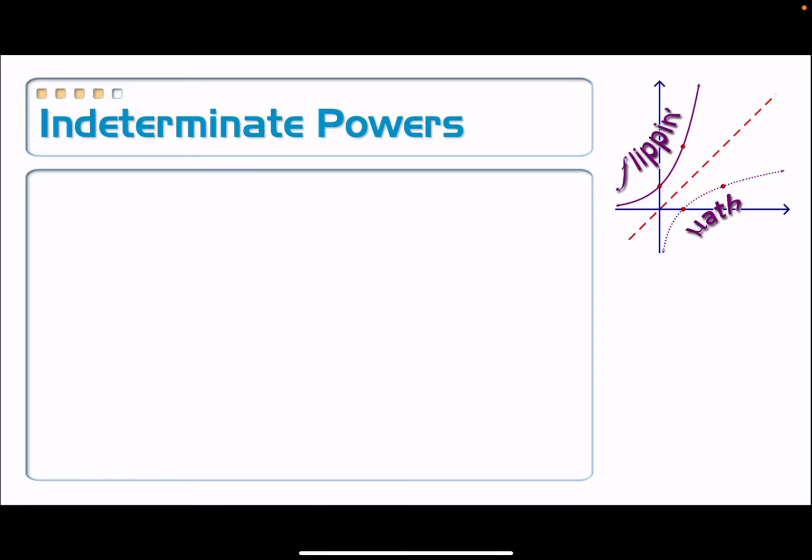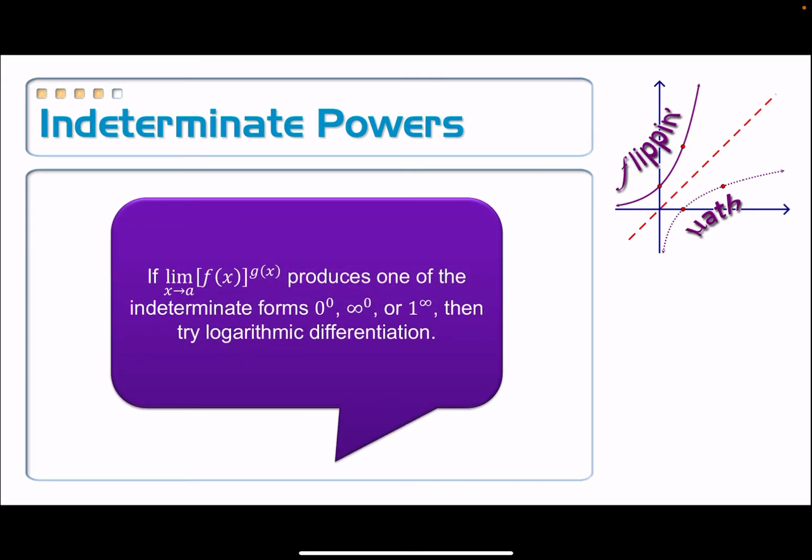All right, we have one more set of indeterminate forms, and these are indeterminate powers, and they look like this. If the limit as x approaches a of f(x) raised to the g(x) power, so we have a function to a function, produces one of the indeterminate forms 0 to the 0 power, infinity to the 0 power, or 1 to the infinity power, then try logarithmic differentiation.